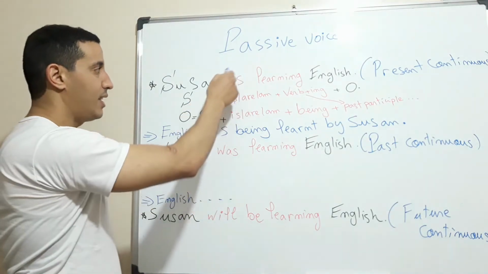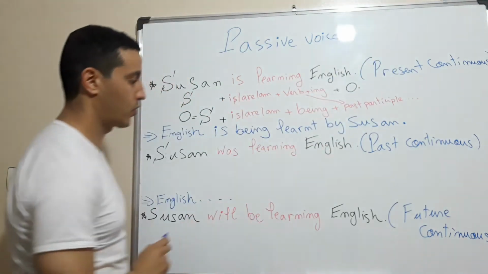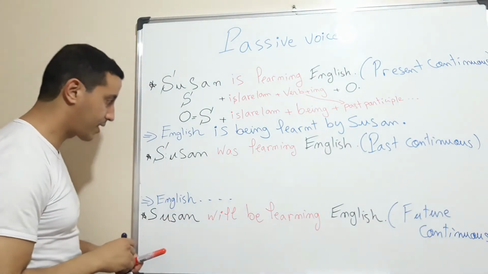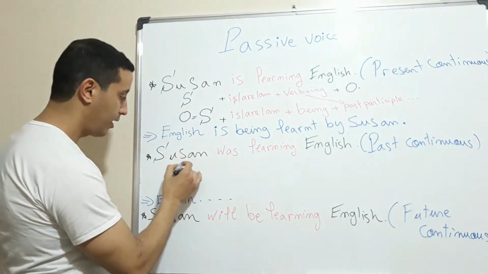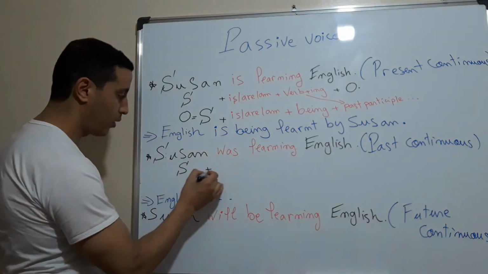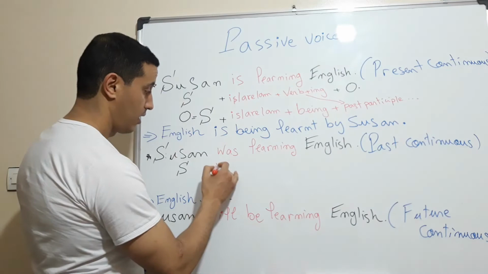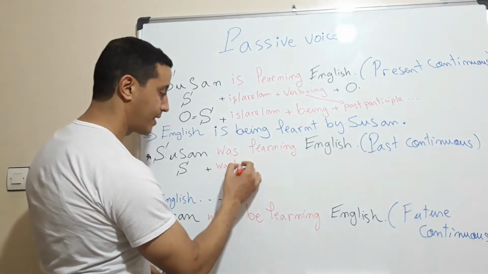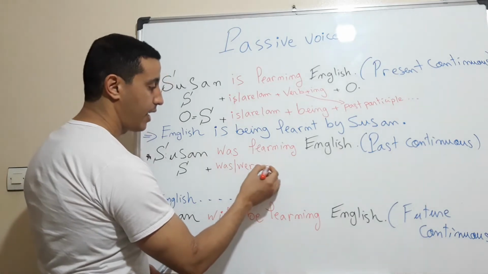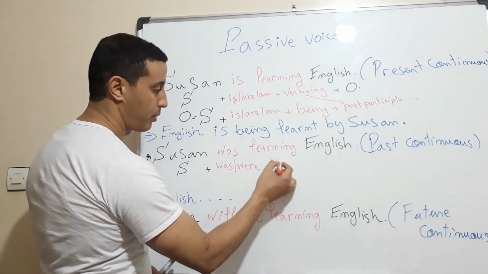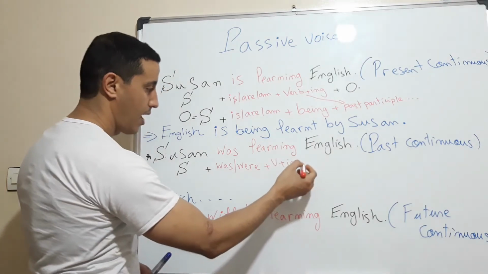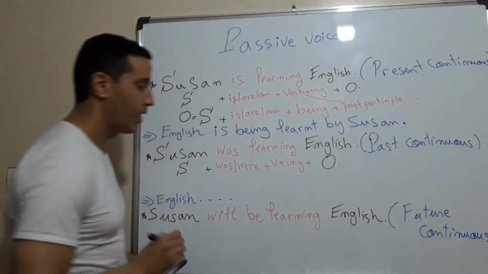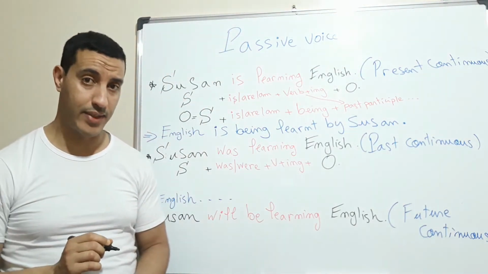In the first sentence we have is, and is, it is the present continuous. Here we have was, and was is the past continuous. So let's extract the rule. Susan is the subject, and then we have was. The verb to be in the past has two forms. Either we say was or we say were. And then we have verb plus ing, and then we have an object. So this is the rule of the active sentence.